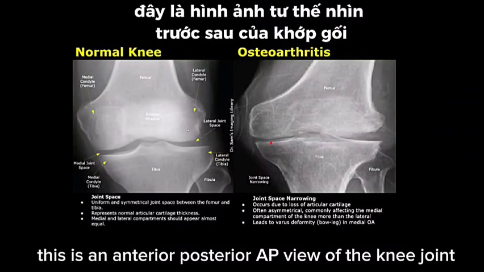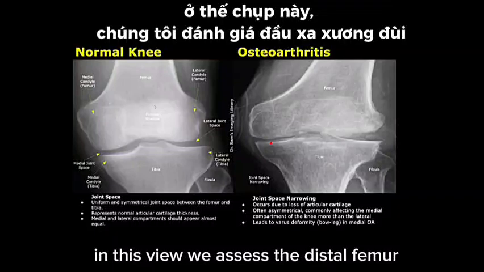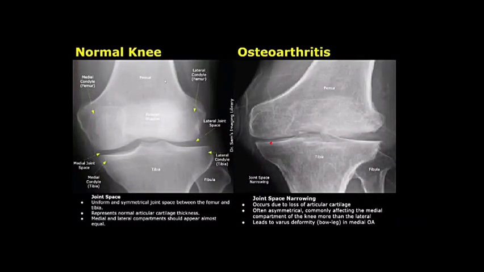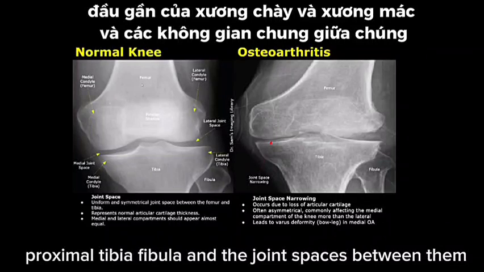This is an anteroposterior AP view of the knee joint. In this view, we assess the distal femur, proximal tibia, fibula, and the joint spaces between them.